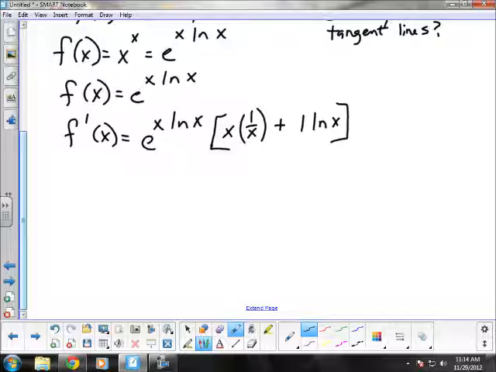I missed it. Oh, because that's the power rule. We already knew that, right? Okay. Now we need to simplify this. This is e to the x times the ln of x. And so this one's 1 plus the ln of x. And you're done with that.